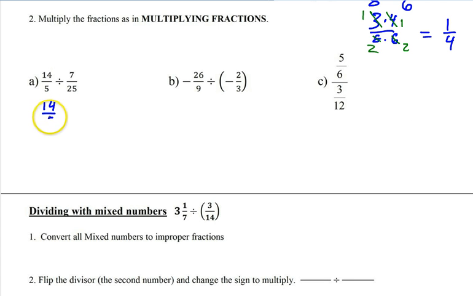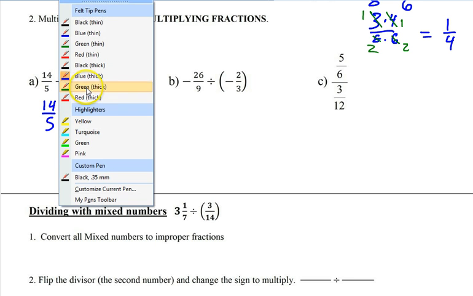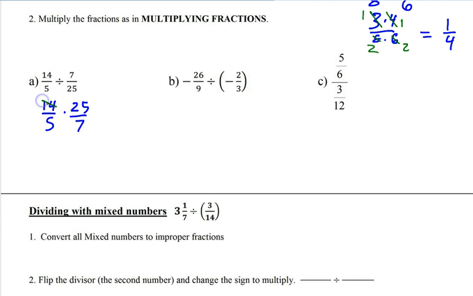Alright, so let's look at it again. We have 14/5, and then we're going to flip it. And that's step 1. And then we reduce. So 14 divided by 7 is 2. 7 divided by 7 is 1. And then 25 divided by 5 is 5. And 5 divided by 5 is 1. And then that gives us 2 times 5, which is 10, over 1. And then that reduces down to plain old 10.